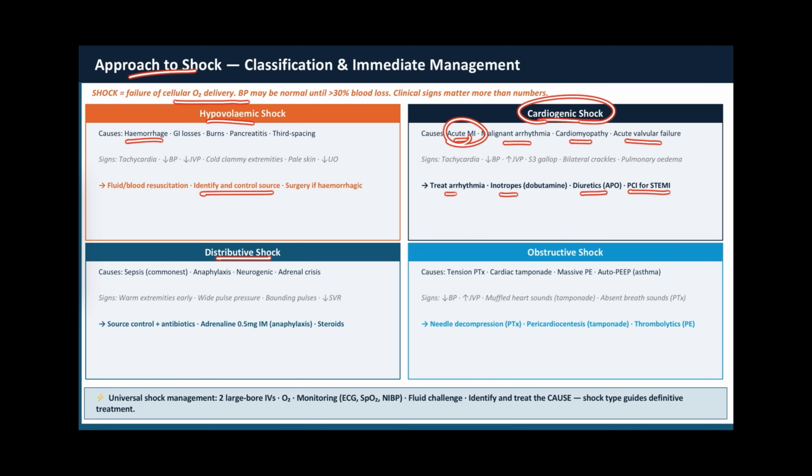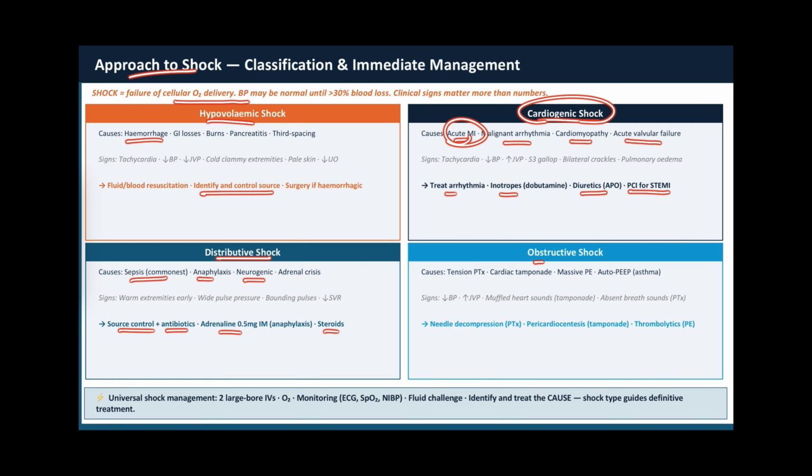Next one is the distributive shock. One common thing that we most commonly encounter is sepsis, that is the septic shock, where there would be profound vasodilatation. Here, you need to give early antibiotics. You need to start fluid resuscitation, source control and vasopressors. Vasopressors are the cornerstone of the management. Other types of distributive shock are anaphylactic shock. Anaphylactic shock is treated with adrenaline, and neurogenic shock is treated with steroids.